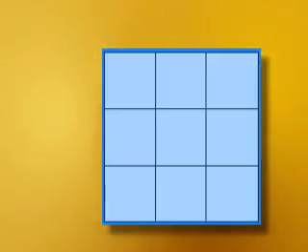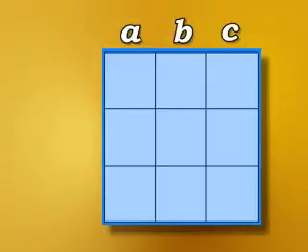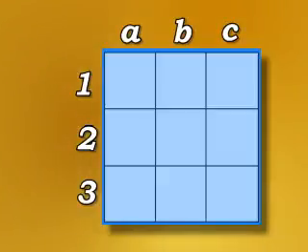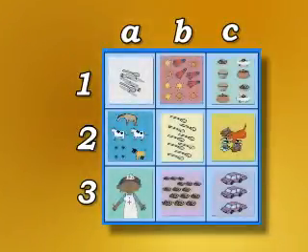Along the top we are going to write the letters A, B, C. And down the side, we are going to write 1, 2, 3. And then we are going to place our pictures on the grid, just like this.